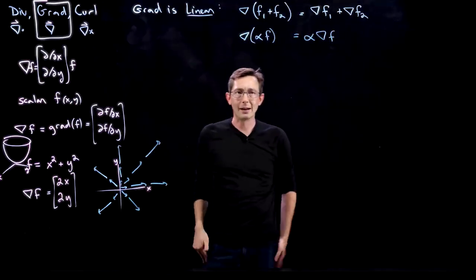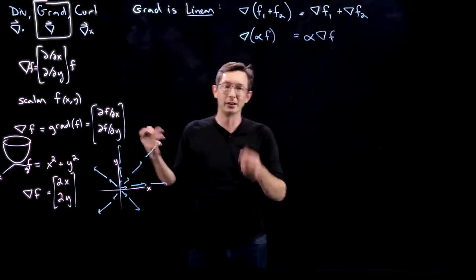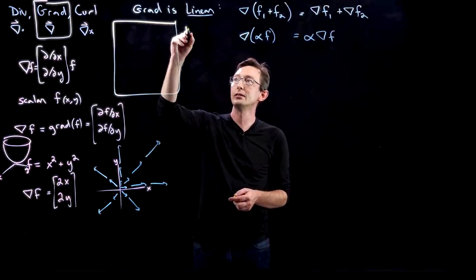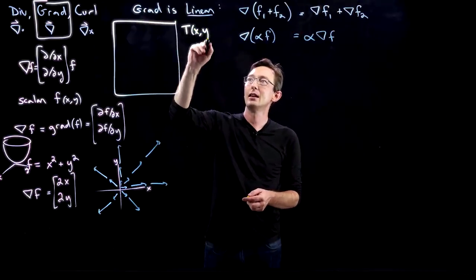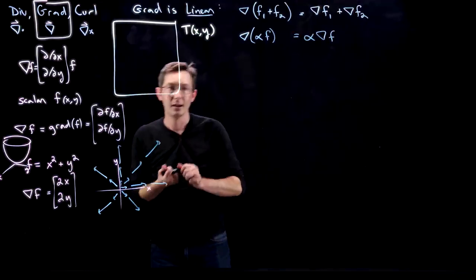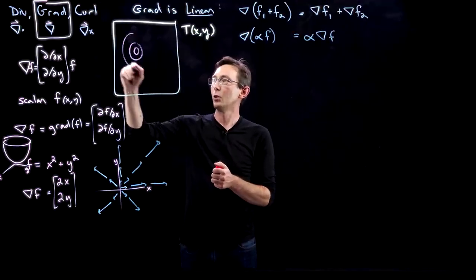Okay, a couple more examples of the gradient. This is one that I've given you a few times, but I really like it. So if I take the gradient of a temperature field, T of x and y, and let's say that that temperature field is going from hotter to colder.